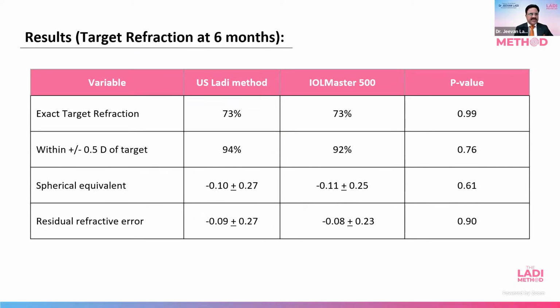So as we said before, exact target refraction was achieved in 73% in both the groups, while patients within 0.5 diopter plus and minus were 94% in the ultrasound group and 92% in the IOL Master group, but again, not statistically significant. Spherical equivalent, if you see, in both the groups is almost the same. Residual refractive error, which forms the crux of this study, is very negligible in both the groups and not statistically significant. So both are performing on par as far as the visual results are concerned and otherwise also.